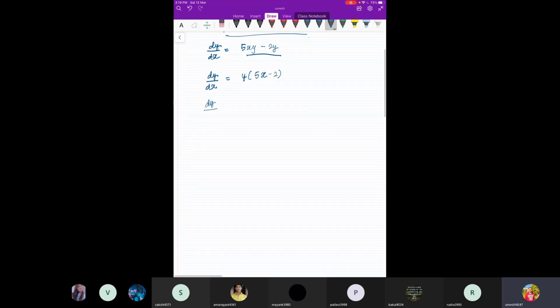I'll be getting dy by y, the coefficient, and (5x minus 2) times dx. dx goes to the other side and y will be in the denominator. So our variables are now separated: y is on one side and x on the other. What we have to do now is just integrate.